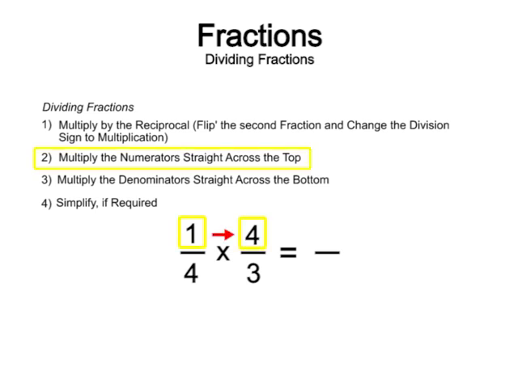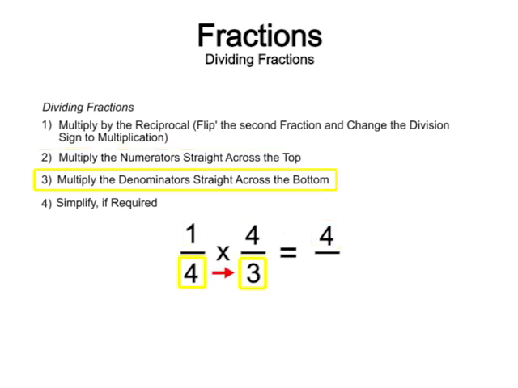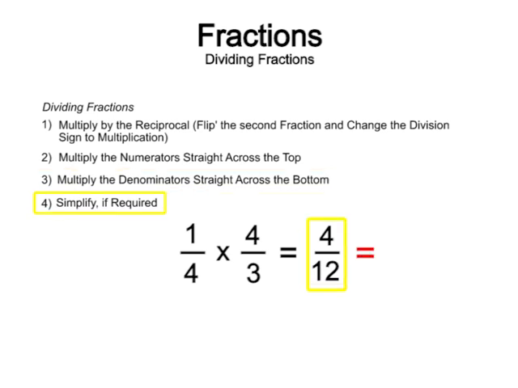Multiply the numerators straight across the top to get 4, and the denominators straight across the bottom to get 12. Finally, simplify the answer to 1/3.